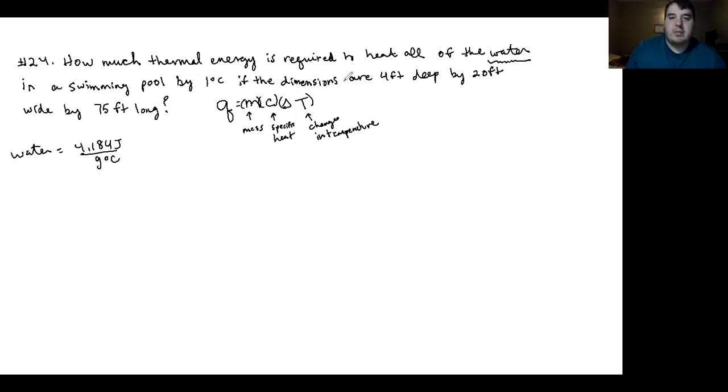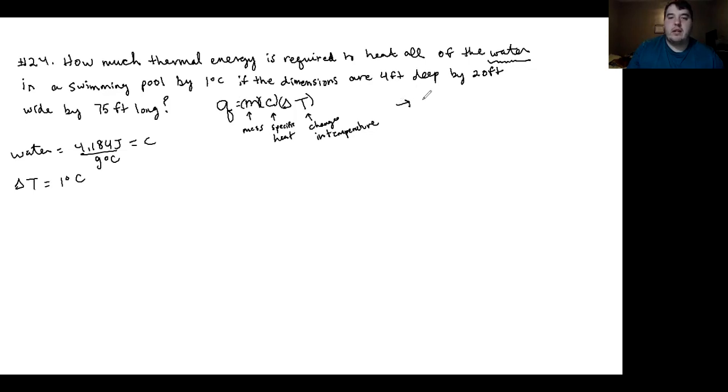Now let's look at the change of temperature. Do we have that? We do. It doesn't really specify increase, but we're heating it, so we know the temperature is rising. Because of that, it's going to be 1 degree Celsius. So we know that delta T is going to equal 1 degree Celsius. So we've got two things, but we don't know M.